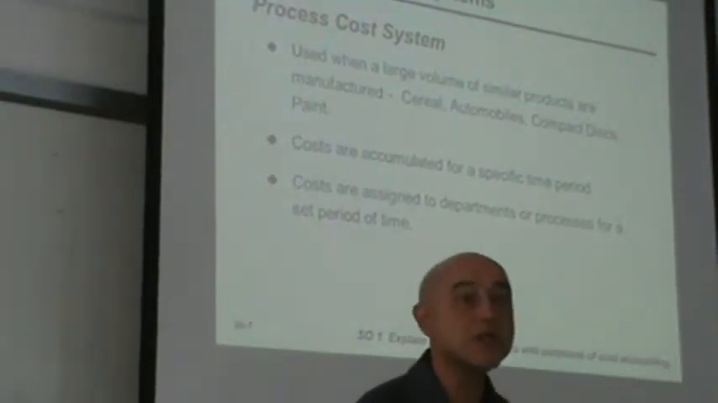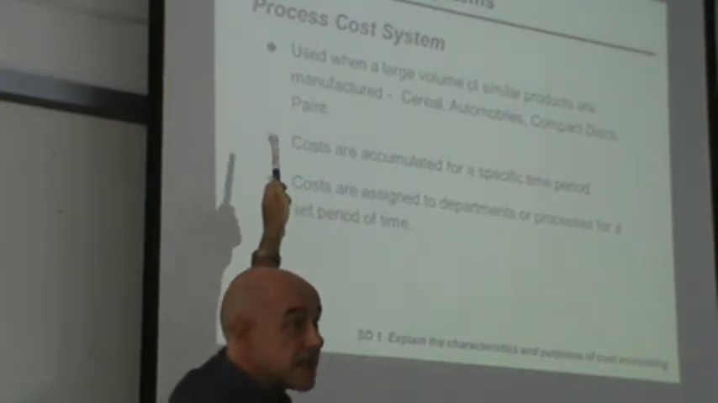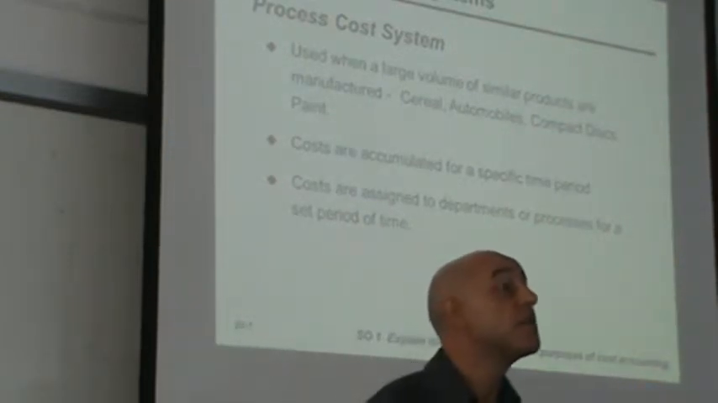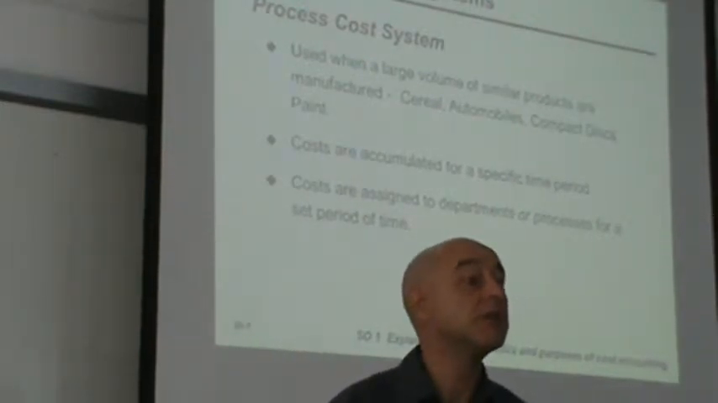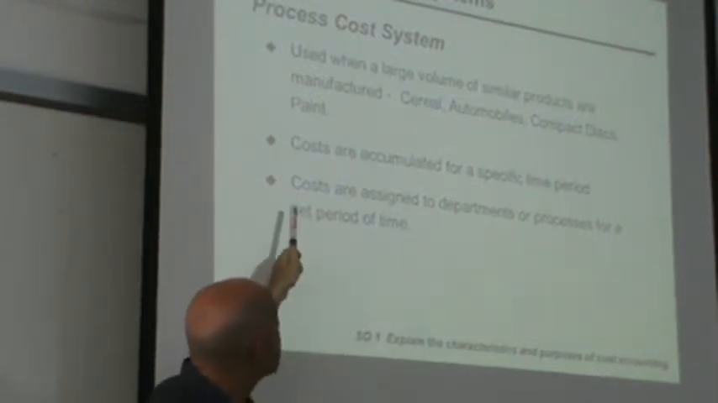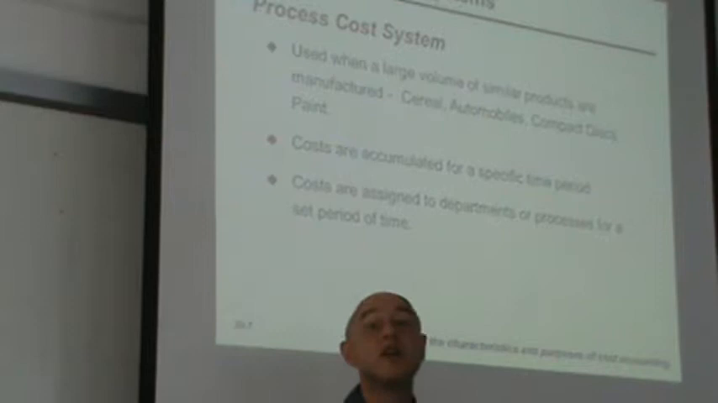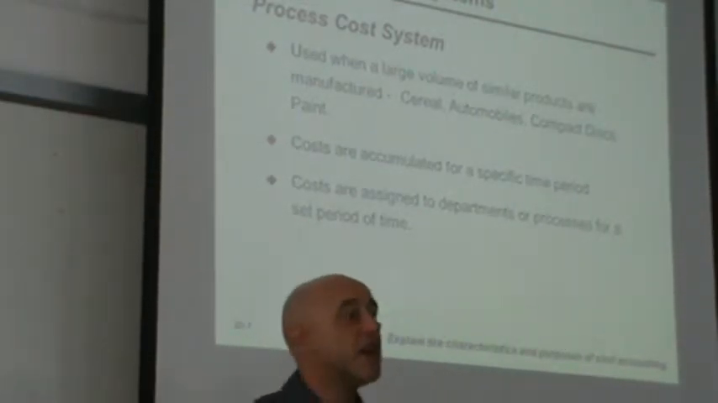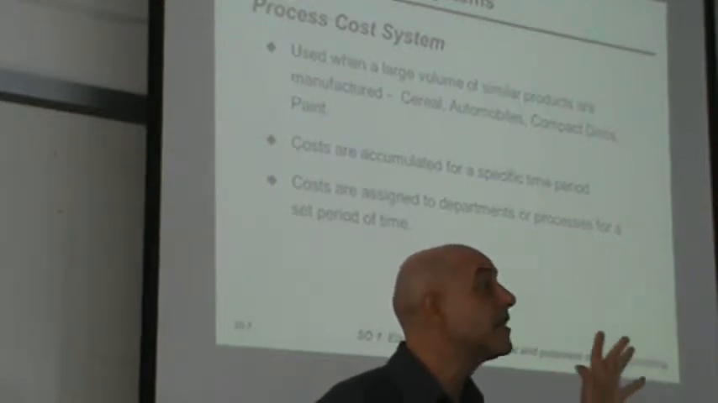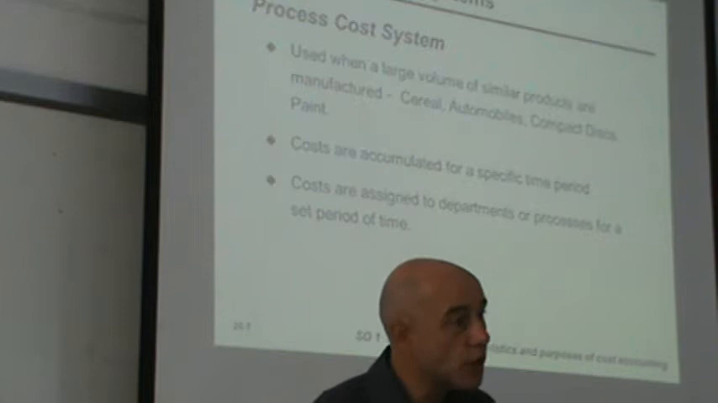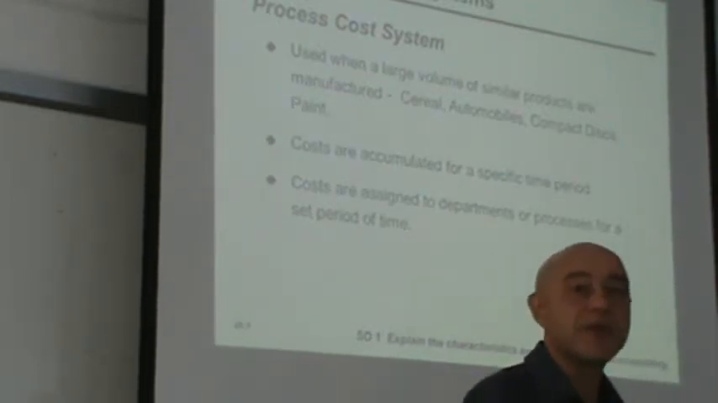So you accumulate the cost on a period basis. And that's why we call it process. Process systems and process costing use a period, and job costing uses a batch. You measure the particular batch. Costs are assigned to departments, if you have different departments, or to specific processes. So if it's Nescafe, they're going to have grade one, this type of coffee, that type of coffee, maybe 10 different types of coffee, okay? And each will be a separate process. From each type of coffee, they'll be making millions every month, okay?